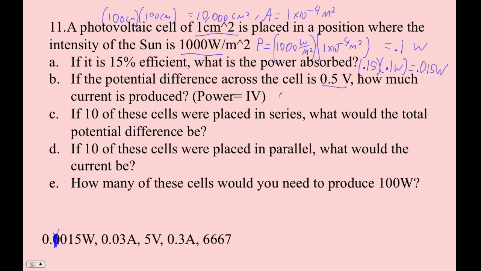Well, power P is IV, right? So I is P over V. So that's 0.015 watts divided by 0.5 volts. And that's 0.03 amps.